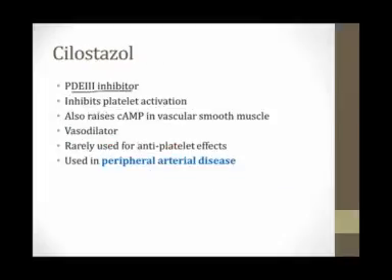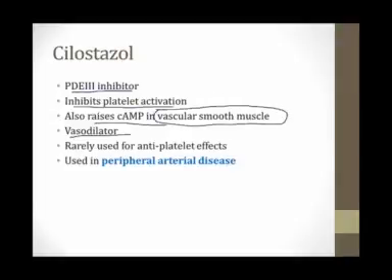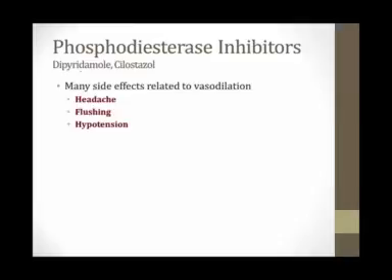Cilostazol is a PDE3 inhibitor that inhibits platelet activation, and it does this by raising the cyclic AMP level in platelets. However, it also raises the cyclic AMP level in vascular smooth muscle, and this leads to vasodilation. This drug is rarely used for its antiplatelet effects. However, it is often used in peripheral arterial disease. It's used in this situation because it's a vasodilator, and it can increase blood flow to the lower extremities and decrease symptoms of claudication.